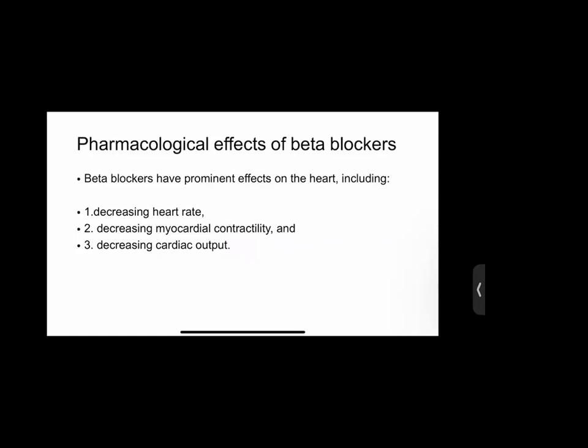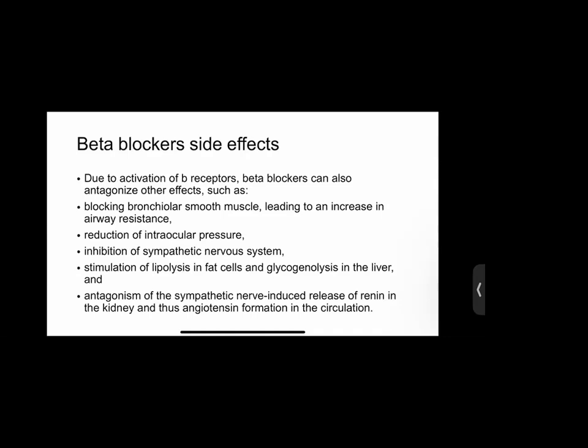And their selectivity. So we have some pharmacological effects of the beta blockers. Beta blockers have prominent effects on the heart, including decreasing the heart rate, myocardial contractility, and cardiac output, with a noted side effect because of blockade of the beta receptors. Beta blockers can also block bronchial smooth muscle receptors, which leads to increased airway resistance. So in bronchial asthma, we avoid the beta blockers. Other effects are reduction of intraocular pressure, inhibition of the sympathetic nervous system, and inhibition of lipolysis.